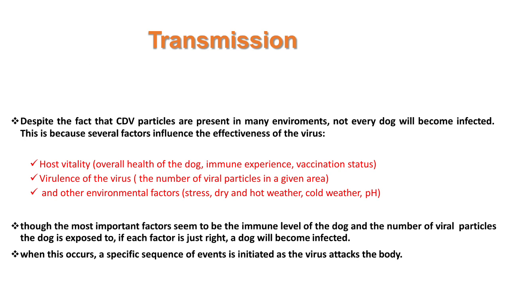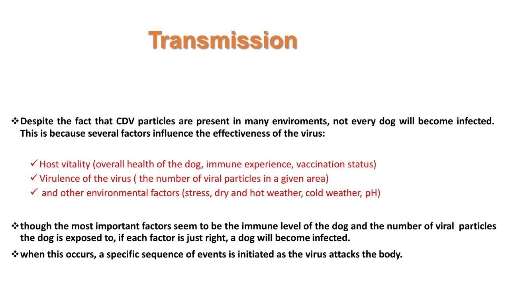Next is the virulence of the virus, the number of viral particles in a given area. If the animal is getting the virus dose via any route, then it depends upon the number of virus particles that are entering the body. Next are other environmental factors: stress, dry and hot weather, cold weather, pH. These environmental factors also define whether the animal is going to be infected or not.